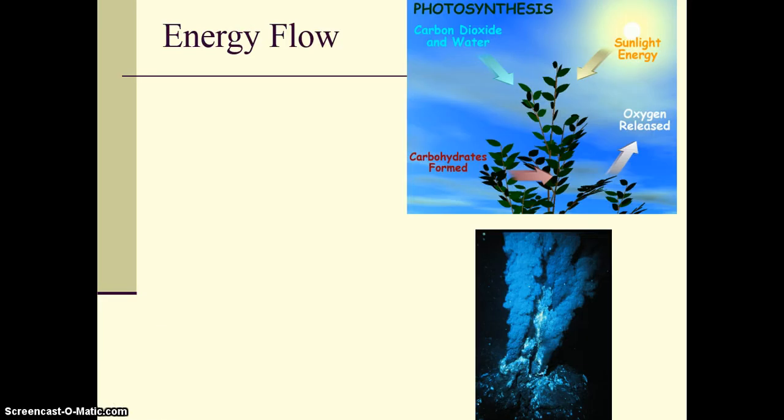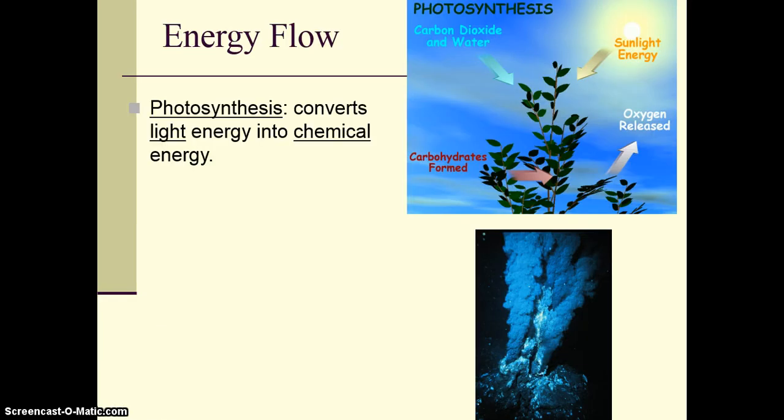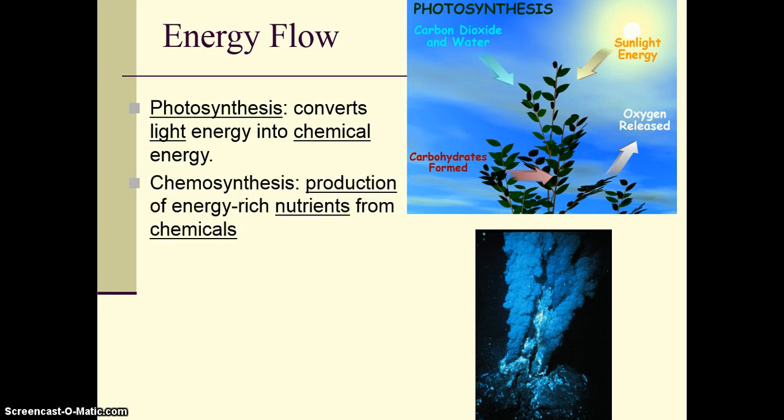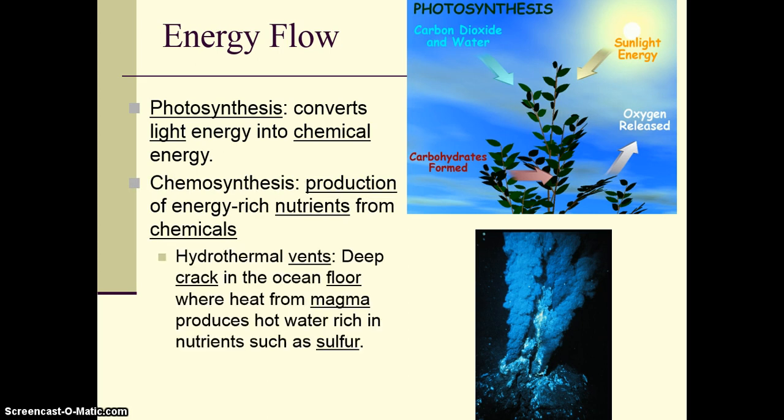Let's talk about the flow of energy in an ecosystem. For starters, photosynthesis is how plants convert light energy into chemical energy. Chemosynthesis is the production of energy-rich nutrients from chemicals. Chemosynthesis usually only happens in bacteria that live near hydrothermal vents.